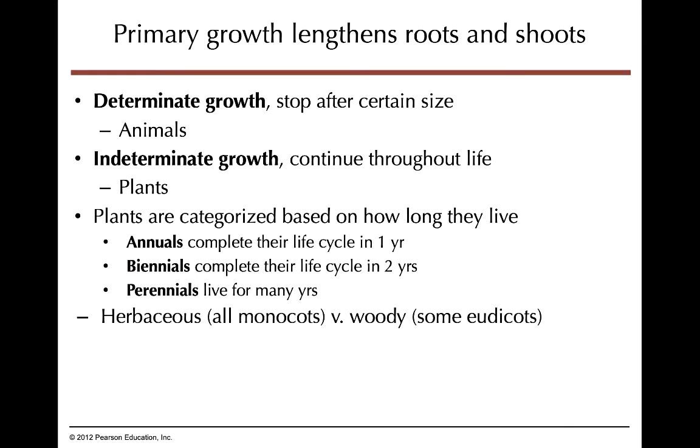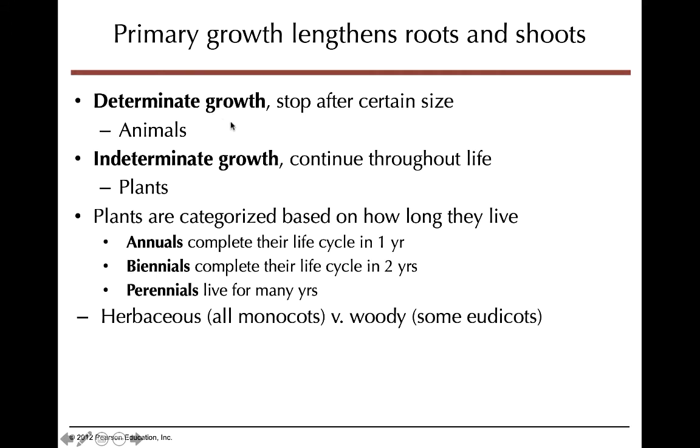So plants only grow from their tips. The tips of the shoots, which are the branches and the main stem, and the tips of the roots. And that's how they get longer. So primary growth is growing longer. Just some terms and some interesting things.